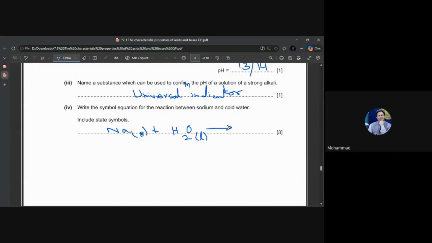Sodium hydroxide and hydrogen. Very good. NaOH plus hydrogen. Is it balanced? Aqueous sodium hydroxide and gas hydrogen. Very good. And is the equation balanced?